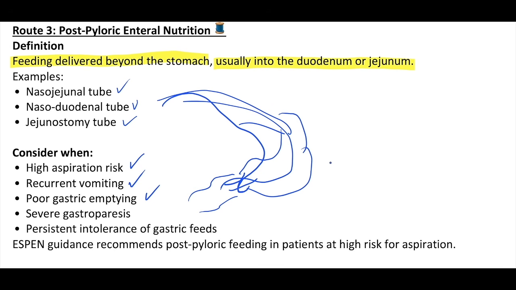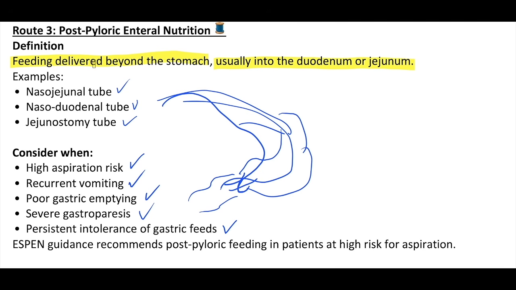But when patients can't empty their stomach, right, if you have gastric feeds going through an NG tube or OG tube or PEG tube, but those feeds aren't being emptied into the small intestine, they're just building up in the stomach, and eventually we'll have vomiting and potential aspiration. So if you can't empty the stomach, if you have recurrent vomiting or a high aspiration risk, or you have gastroparesis, or you're just not tolerating gastric feeds, you should consider post-pyloric feeding, because it will bypass that stomach. So you'll get past a lot of the recurrent vomiting, poor gastric emptying, gastroparesis issues by feeding that small intestine.